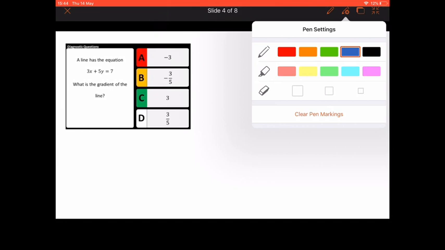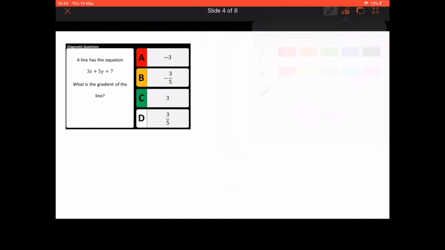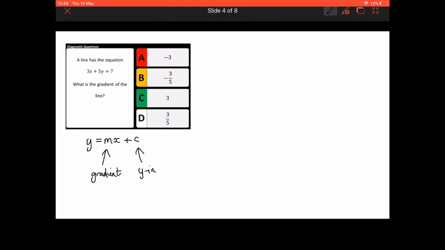With this one, finding the gradient of a line, first of all we need to get our equation into the form y equals mx plus c, where m is the gradient and c is the y-intercept. So if we take our equation 3x plus 5y equals 7.